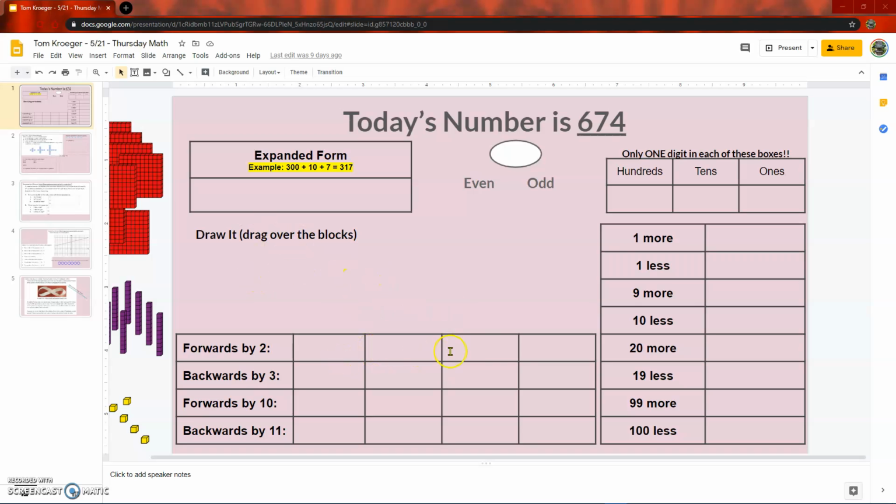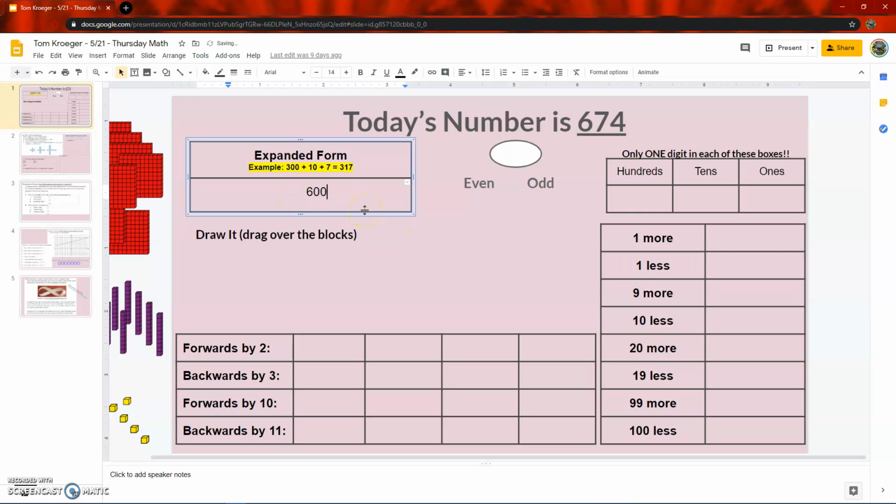Then you're just going to count forwards, backwards, or more or less. And I think with some of the newer ones, I've got some multiplication and division, some doubling and halving and things like that in the other ones. But let's take a look at this one first. So 674 is, in expanded form, we would write that as 600 plus 70 plus 4, since that's what the number means. 674 is an even number, so we can pull the circle over to the even.